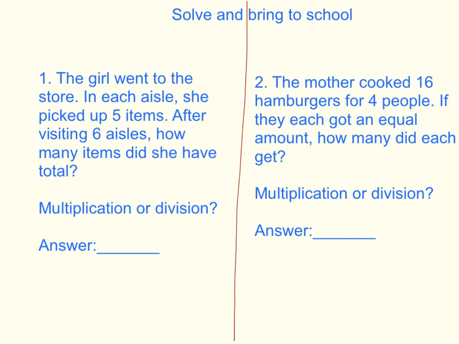The next problem, number 2, says the mother cooked 16 hamburgers for 4 people. If they each got an equal amount, how many did each get? So, again, is this multiplication or is it division? I want you to also solve it and bring it back to school.